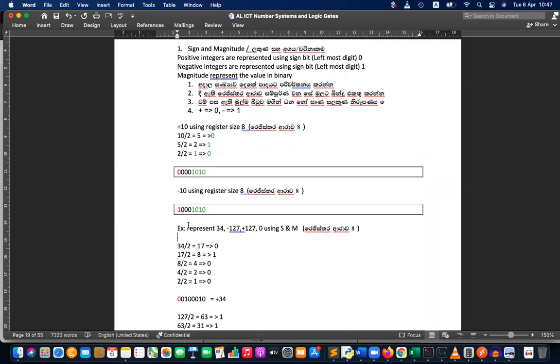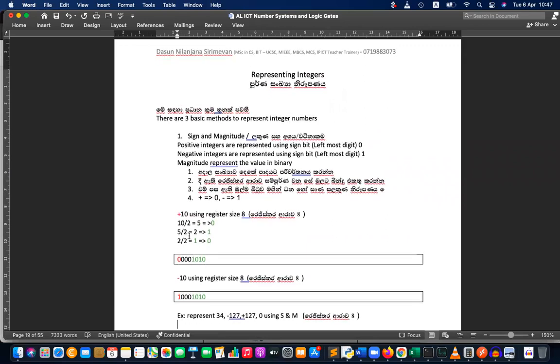I'll give you a small exercise. Try this example. Represent 34, minus 127, plus 127 and 0 using SNM. Write down the question and try it along. That's why I didn't ask you to write it earlier. You have to do this alone.